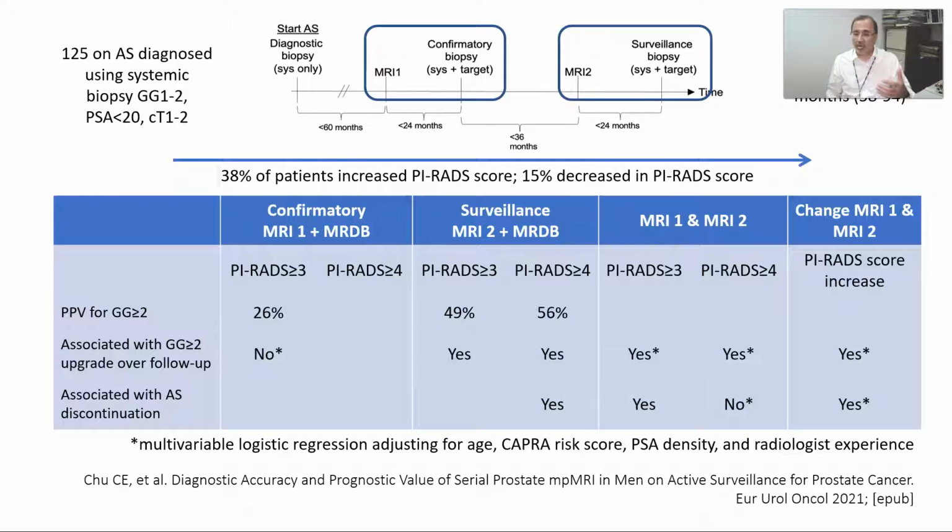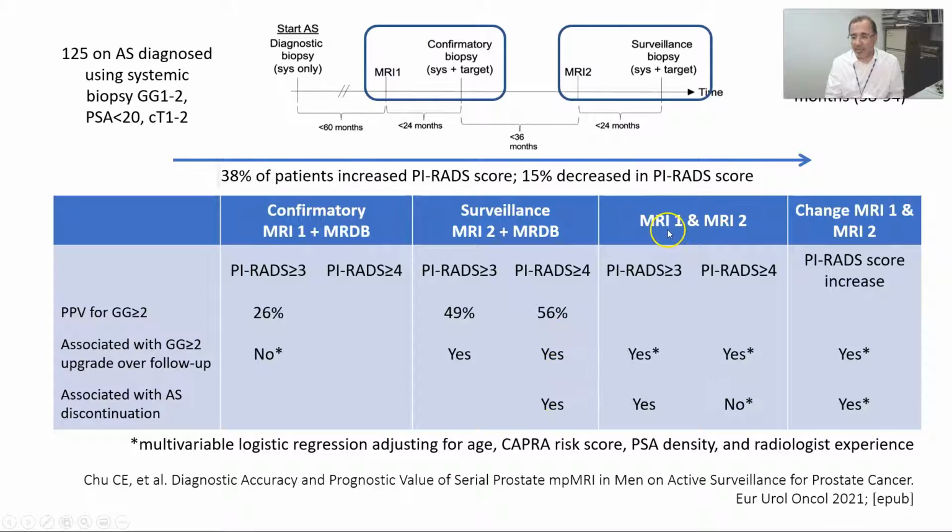And it turns out that MRI is also a prognostic biomarker in the setting of active surveillance. So here are patients on active surveillance having their second MRI and their MRI targeted biopsy. You can see how the presence of a PI-RADS 3 or greater lesion or PI-RADS 4 or greater lesion is associated with a greater probability of future upgrading and is associated with AS discontinuations.